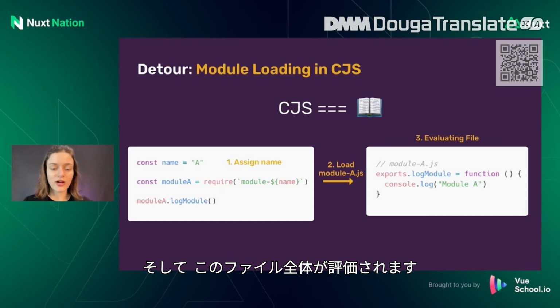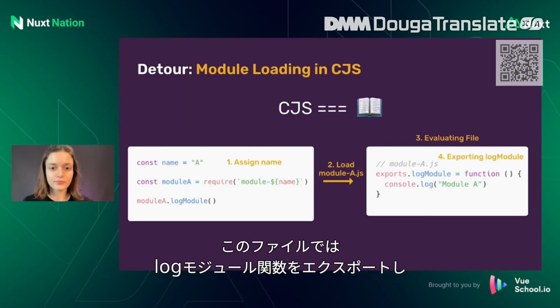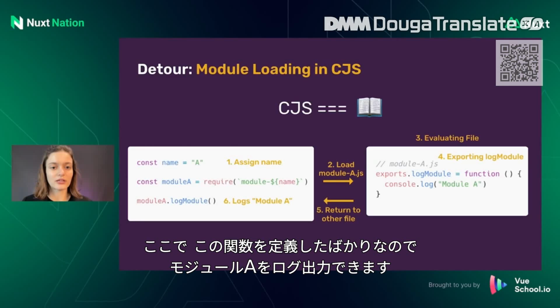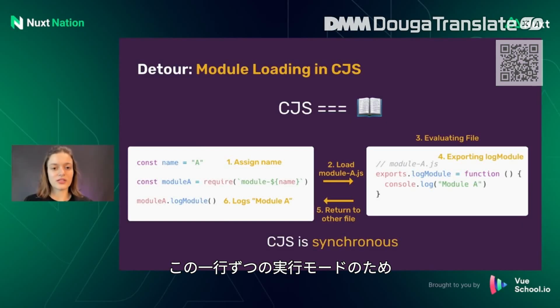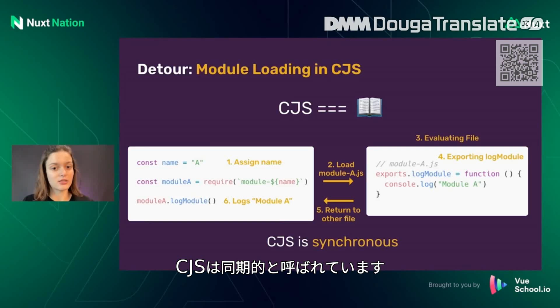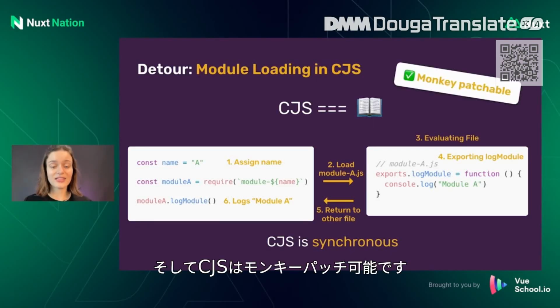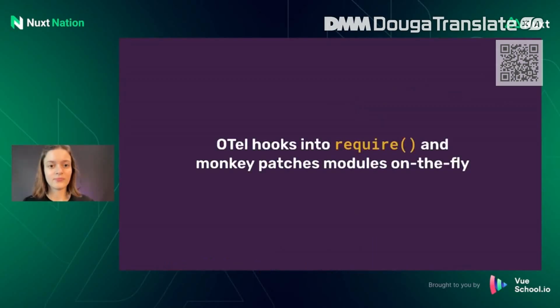Then this whole file is evaluated. In this file, we're going to export the log module function, and then we return to the other file. And here we can log module A because we just defined this function. Because of this line-by-line mode, CJS is also called synchronous. And CJS is monkey patchable.